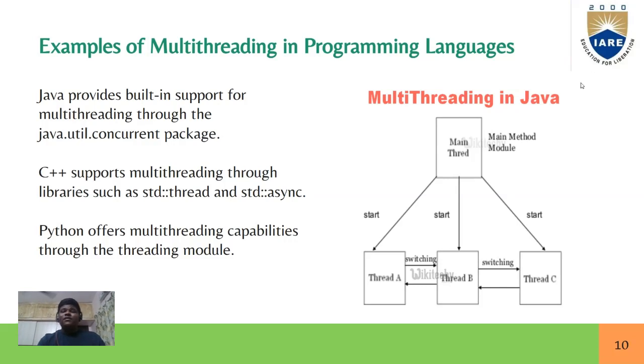Here is a well-depicted diagram of multithreading in Java. Here is a main thread, a method in a module, where three threads are started: thread A, thread B, and thread C, and each is put in a switch. So they are switching with each other at different times through A, B, and C.